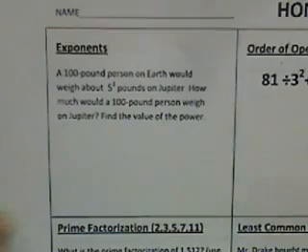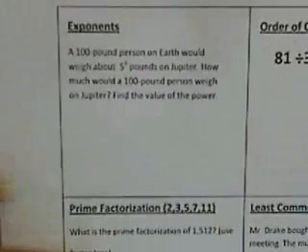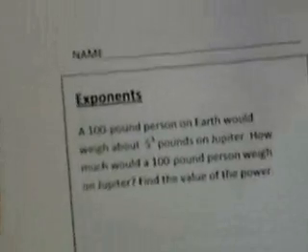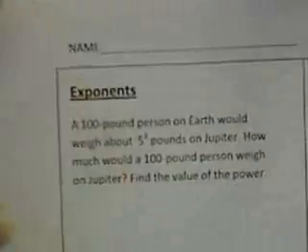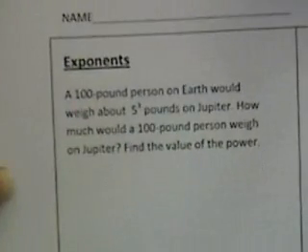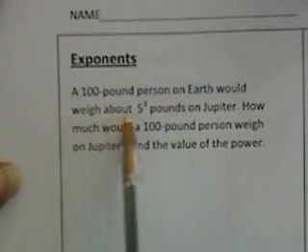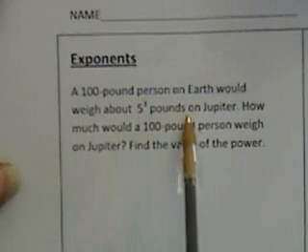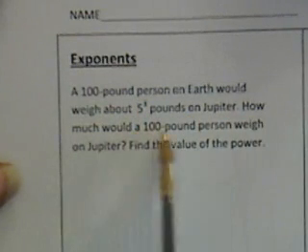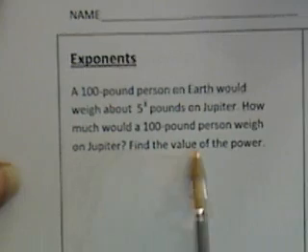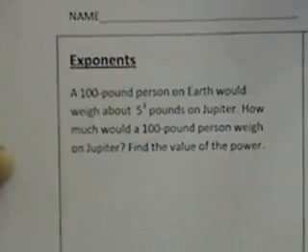All right. So let's start with exponents. We haven't talked about this in a long time, so we're going to review this. It says a 100-pound person on Earth would weigh about 5 to the third power pounds on Jupiter. How much would a 100-pound person weigh on Jupiter? Find the value of the power.